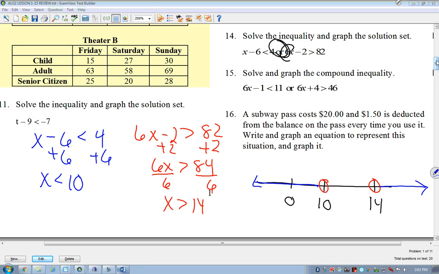Which way is that arrow going? Right, it's an or. So does anybody know what the term is, whenever the arrows are going in opposite directions? Opposite direction arrows. Yeah, very exact. It's called a disjunction. Okay, good.